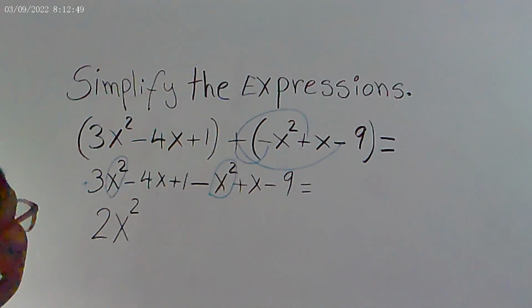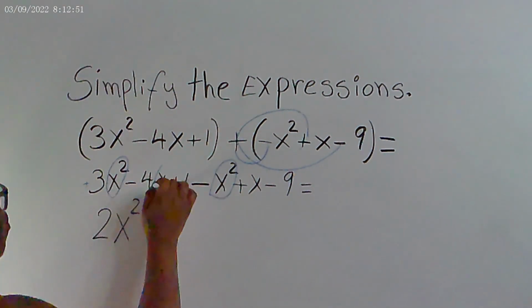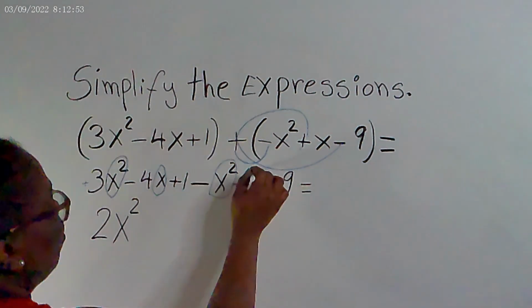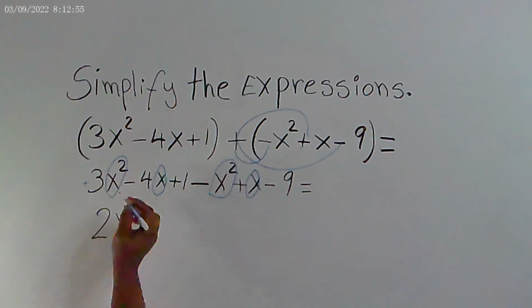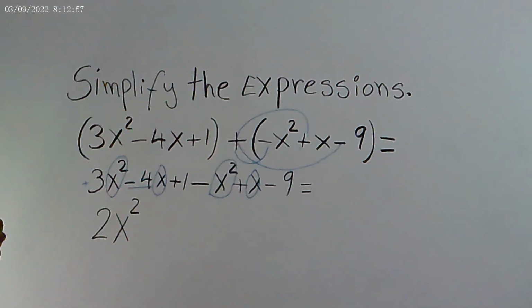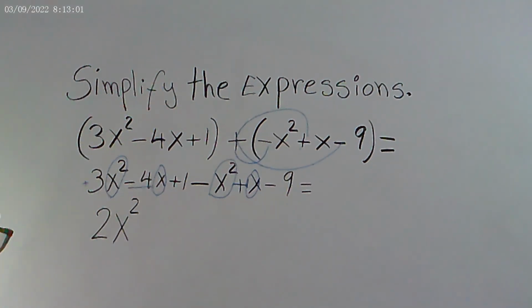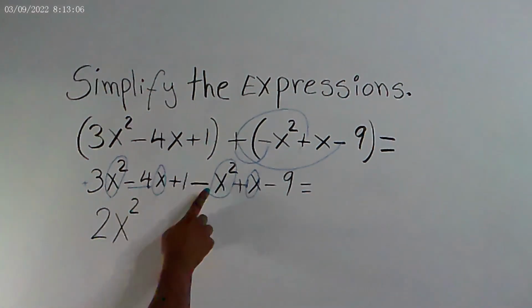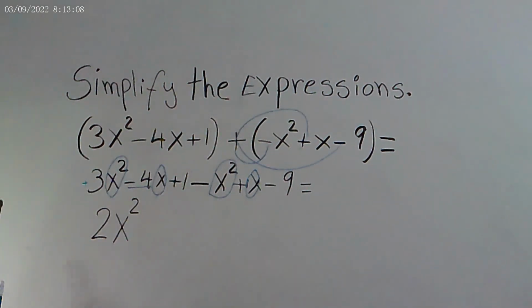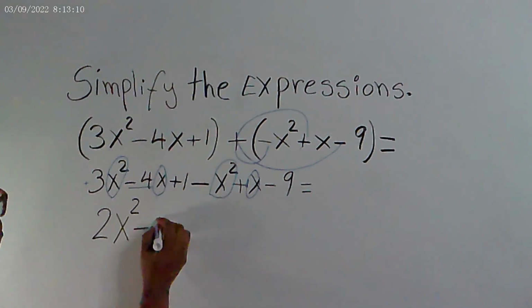And then here you have an x, and then you have another x. Here you have a minus 4, and here you have a plus 1. So you're going to do subtraction: 4 minus 1 gives you minus 3x.